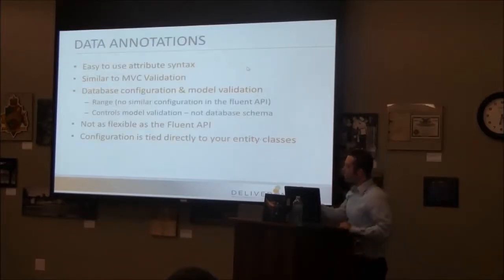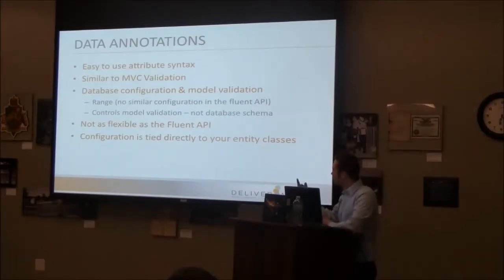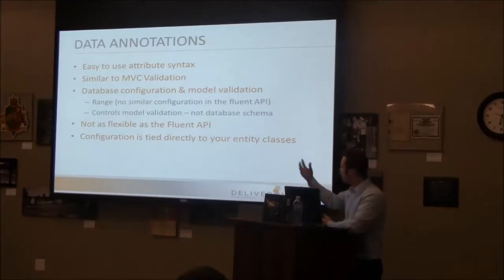All right, so what happens when you actually want to override the default conventions? You have two options, like I mentioned. The first is data annotations, and if you're familiar with MVC development, it's very similar. It actually uses a lot of the same attributes. So if you're familiar with that, it's the same easy-to-use attribute syntax, similar to the MVC attributes of validation, like required, string length, etc.